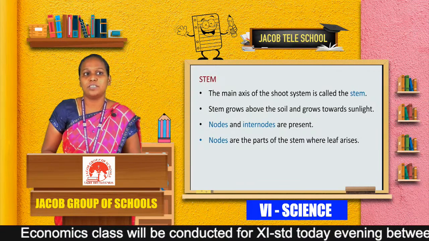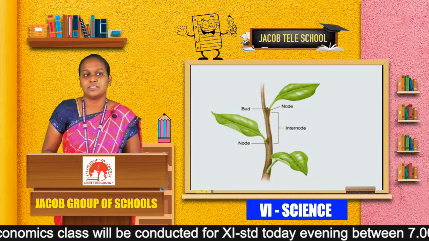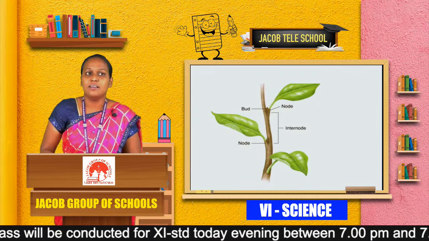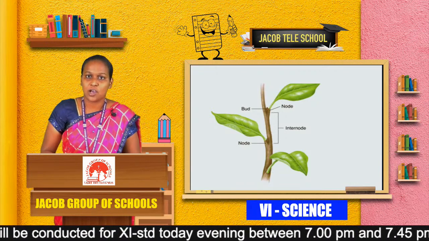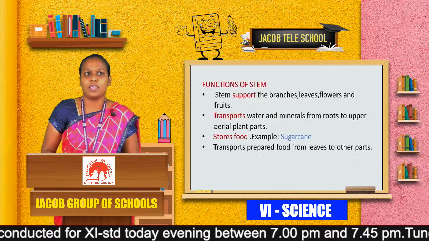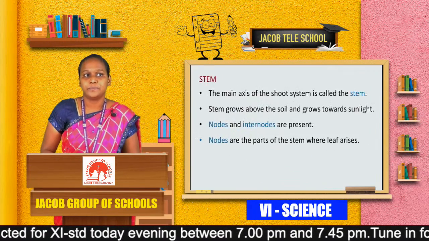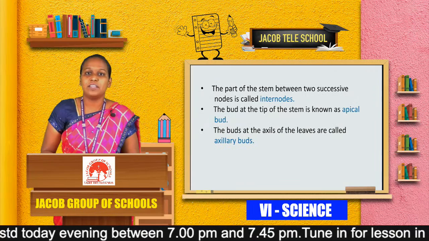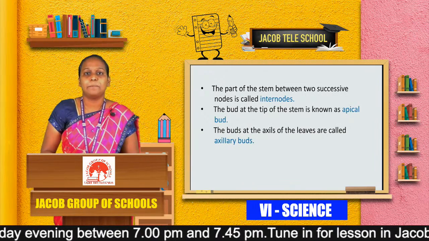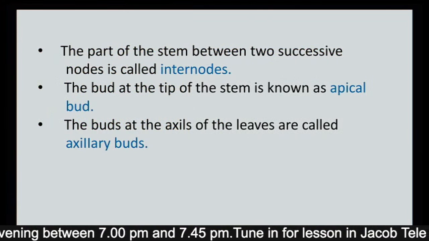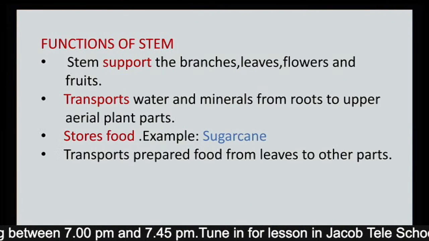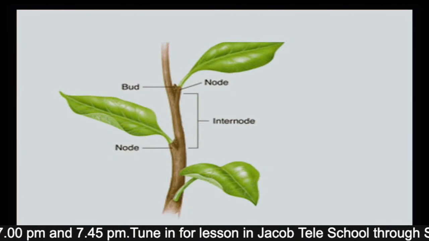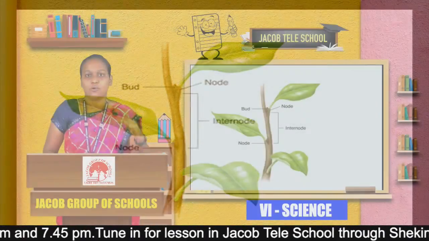What are nodes? Nodes are the parts of the stem where the leaf arises. I already showed the picture to you. See the picture now. Nodes means where the leaf arises. So nodes are the part of the stem where leaf arises. And what are internodes? Look at the screen. The part of the stem between two successive nodes is called internodes. That part between the two nodes is called internodes.